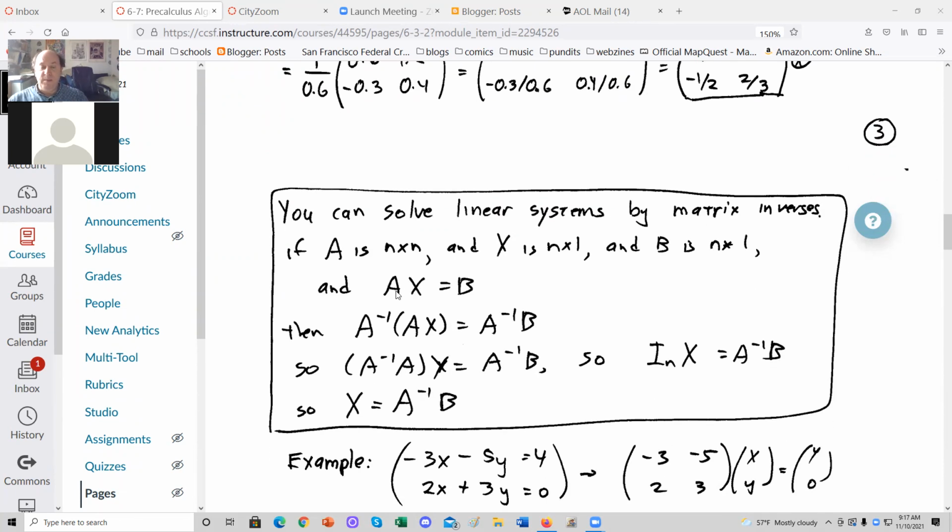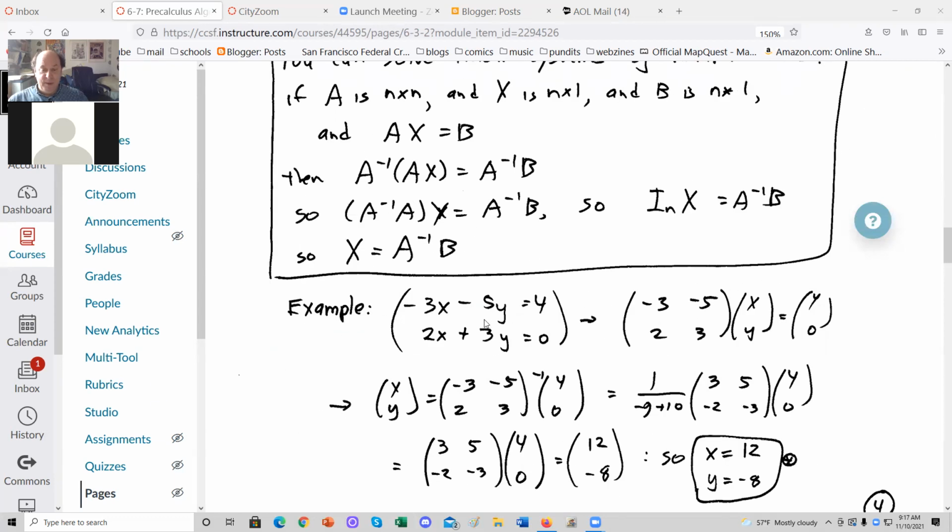If A is an n by n matrix and X is an n by 1 column vector, basically a vector full of variables, equals B, an n by 1 vector full of numbers, AX equals B, then you multiply on the left both sides by A inverse. A inverse A is the identity. I_n times X will just be X. So X equals A inverse B.